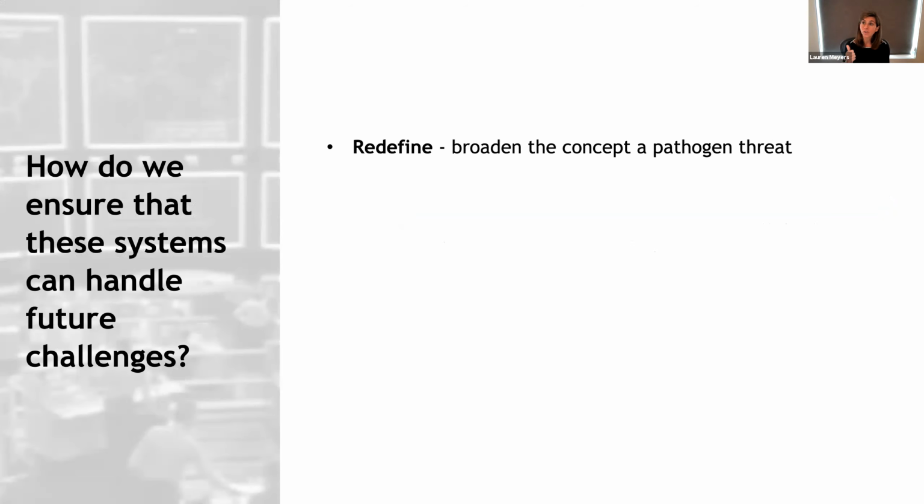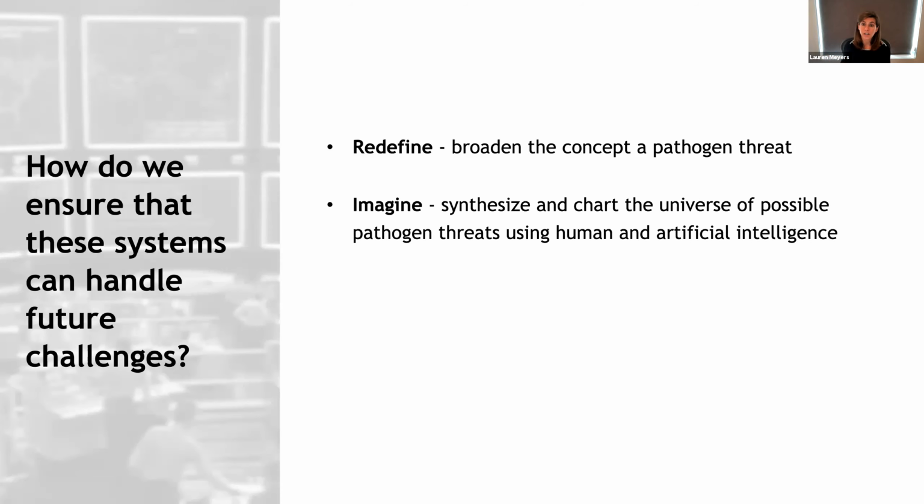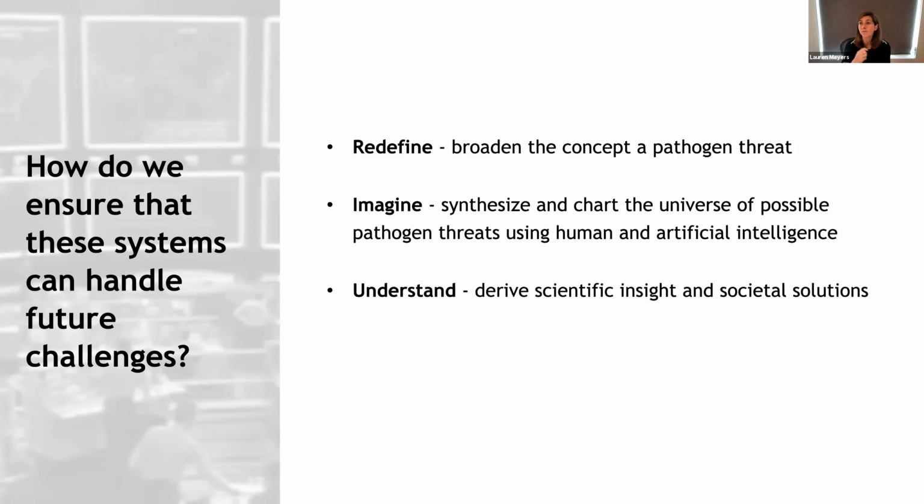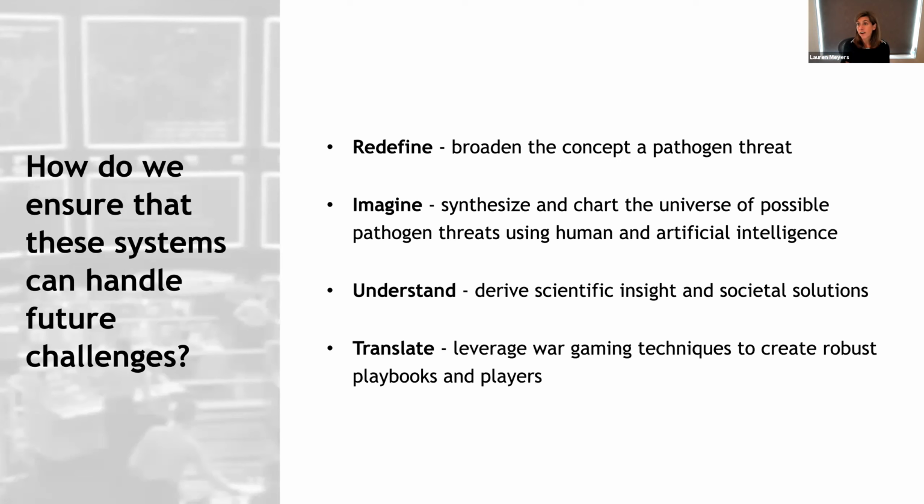Well, I think we have to do a few different things. First, we have to redefine and broaden the concept of a pathogen threat, and not just think about it as the virus and how it spreads through people and how it makes them sick and sometimes kills them. We really have to think about those cascading interdependencies in our socioeconomic and global systems. Second, we have to imagine a much vaster universe of possible threats. We need to synthesize them and chart them using human and artificial intelligence. Third, we need to use that to gain basic, fundamental scientific insight into what future threats might look like, what robust strategies are for addressing those threats, and how to detect them if and when they emerge. And finally, we have to translate that knowledge. We have to leverage wargaming and other techniques to create robust playbooks and robust players.